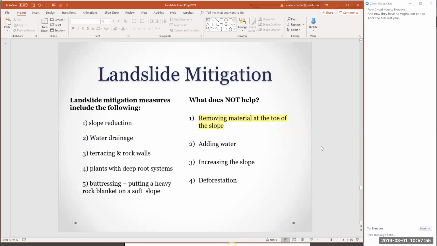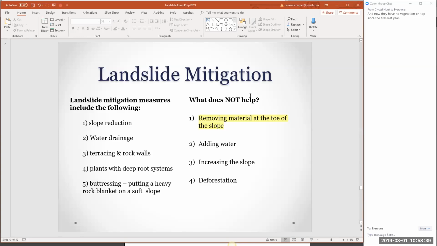So how do we prevent landslides? What can we do? There's stuff we can do. The first one's reduce the slope, get it back to below the angle of repose, drain the water. A lot of these types of landslides are made much worse when there's a lot of water. Create terraces and rock walls. Plant things with deep root systems to kind of help hold stuff. You can buttress, put a heavy rock blanket on top to try to keep it from moving.